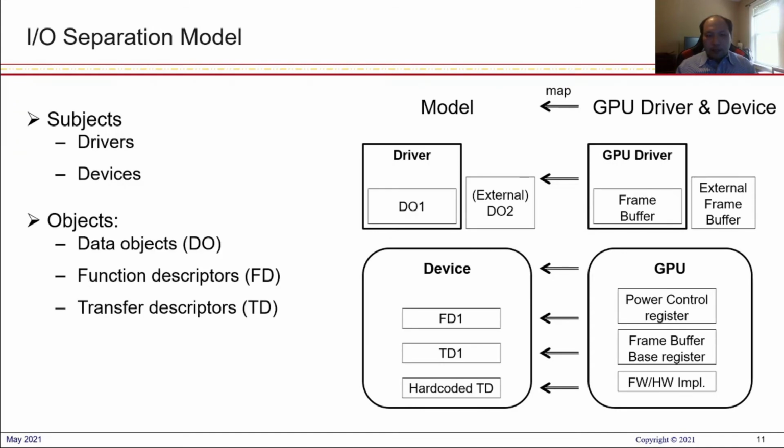Objects consist of data objects, function descriptors, and transfer descriptors. Data objects store devices' input and output data, like the frame buffers in the figure. Function descriptors define configurations of device functions other than I/O transfers, like the power control register. Transfer descriptors define direct I/O transfers to be issued by devices, like the frame buffer base register defines a read to a data object.